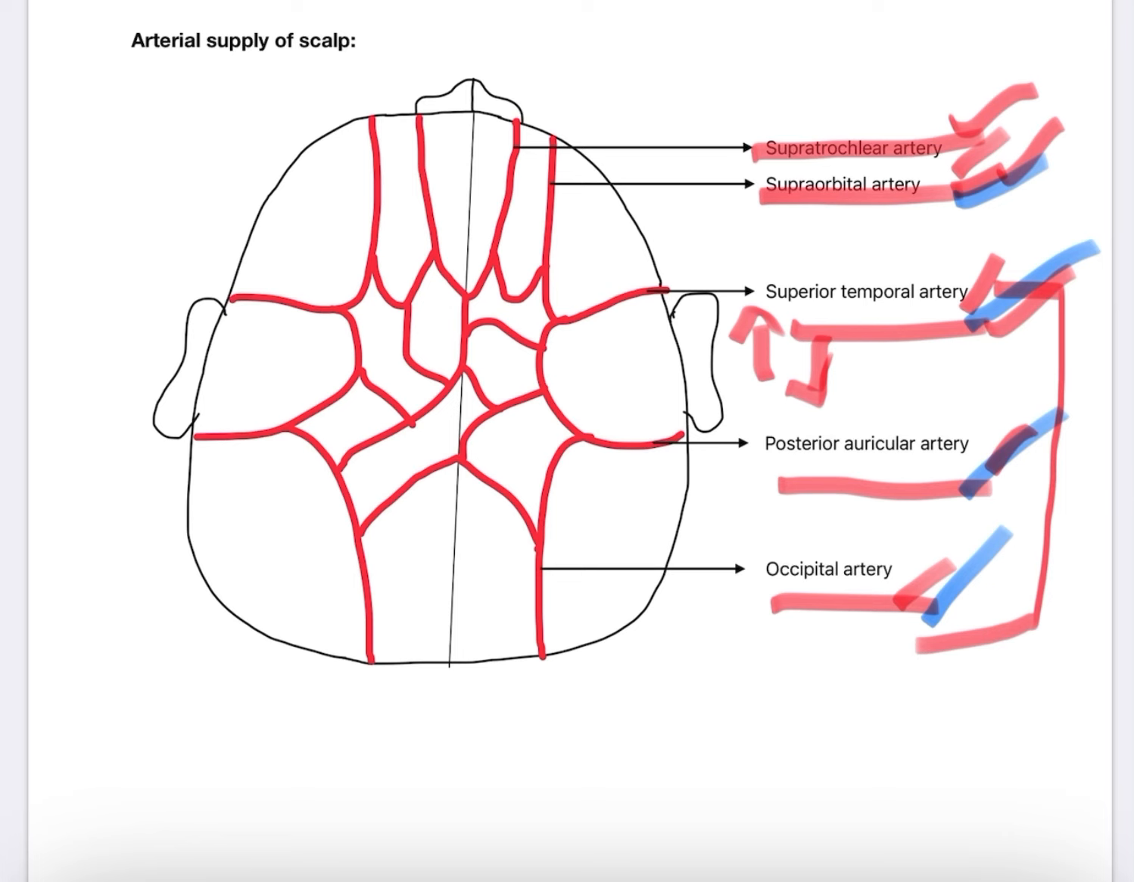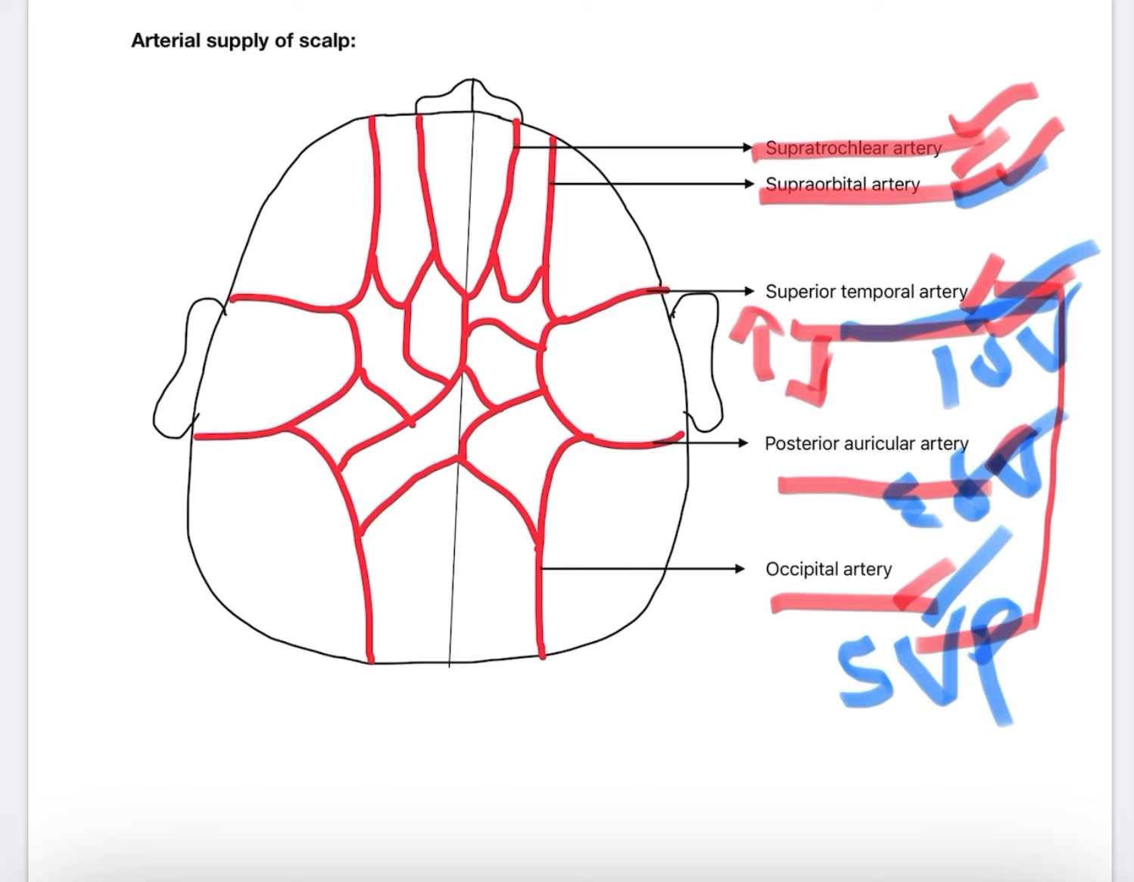When we think of the superior temporal vein, it ultimately drains into internal jugular vein. Whereas posterior auricular vein ultimately drains into external jugular vein. Occipital vein drains into suboccipital venous plexus. To summarize, supratrochlear vein and supraorbital vein combine to form angular vein. Superior temporal vein ultimately drains into internal jugular vein. Posterior auricular vein ultimately drains into external jugular vein, and occipital vein drains into suboccipital venous plexus.